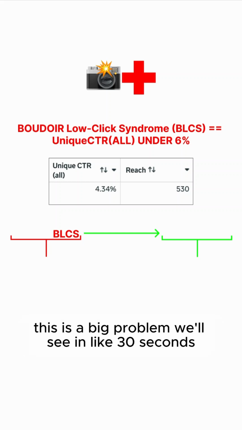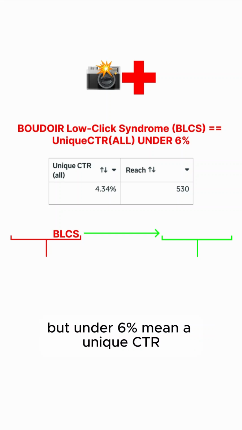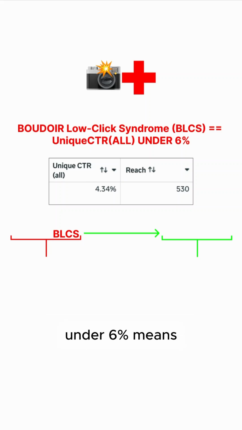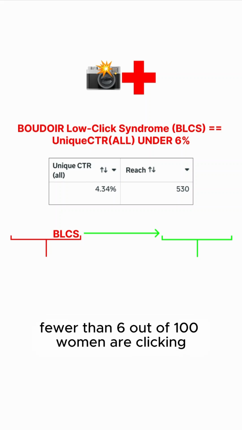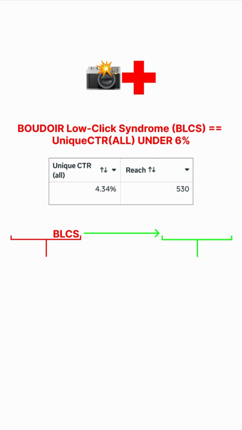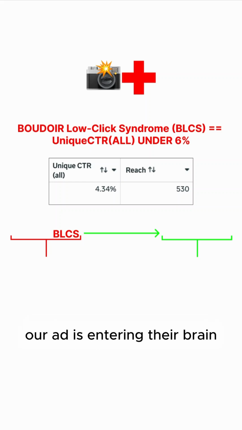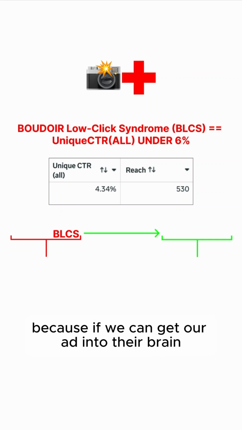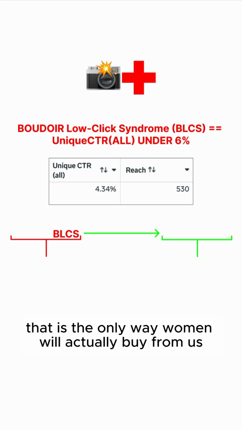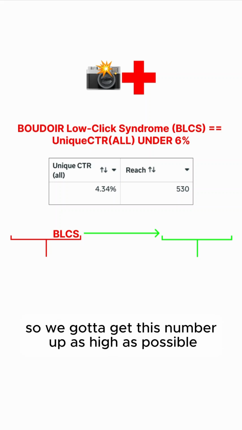This is a big problem, as we'll see in like 30 seconds. Under 6% unique CTR all means fewer than 6 out of 100 women are clicking anywhere on our ad, which means fewer than 6 out of 100 women, our ad is entering their brain. And we care about that because if we can get our ad into their brain, that is the only way women will actually buy from us. So we got to get this number up as high as possible.